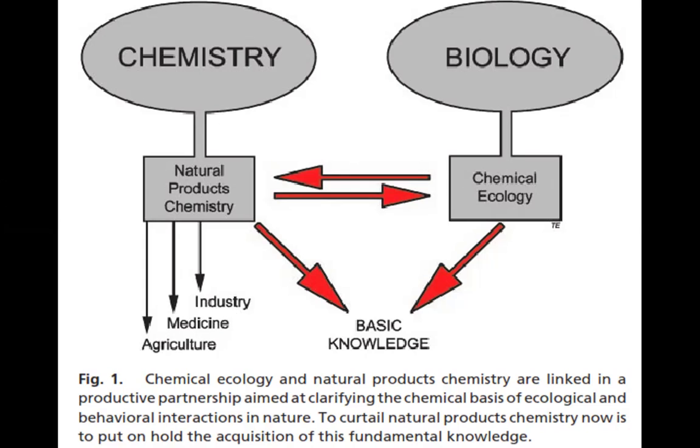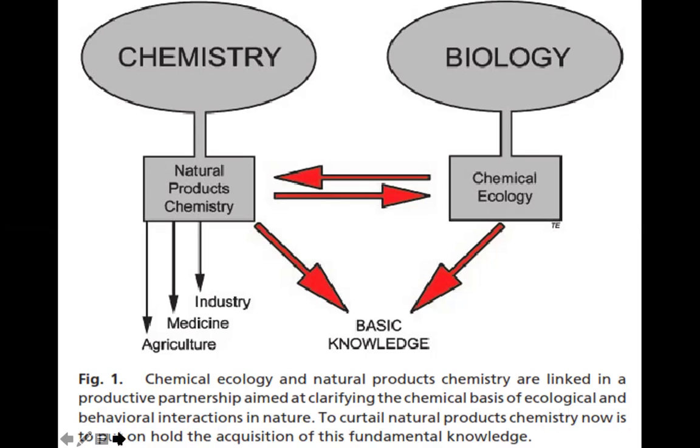So chemical ecology and natural product chemistry are linked in a productive partnership aimed at classifying the chemical basis of ecological and behavioral interactions in nature. To curtail, natural products chemistry is now on the whole the acquisition of this fundamental knowledge.